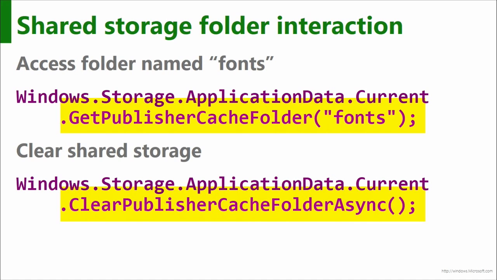If you want to clear it, there's two ways of doing that. First of all, you can just wait for the user to uninstall the last app from you, the publisher, and then the system will automatically clear that out. Or if you want to explicitly clear it in code, there's a clear publisher cache folder async method. Any of the apps that a publisher has can clear the publisher cache.